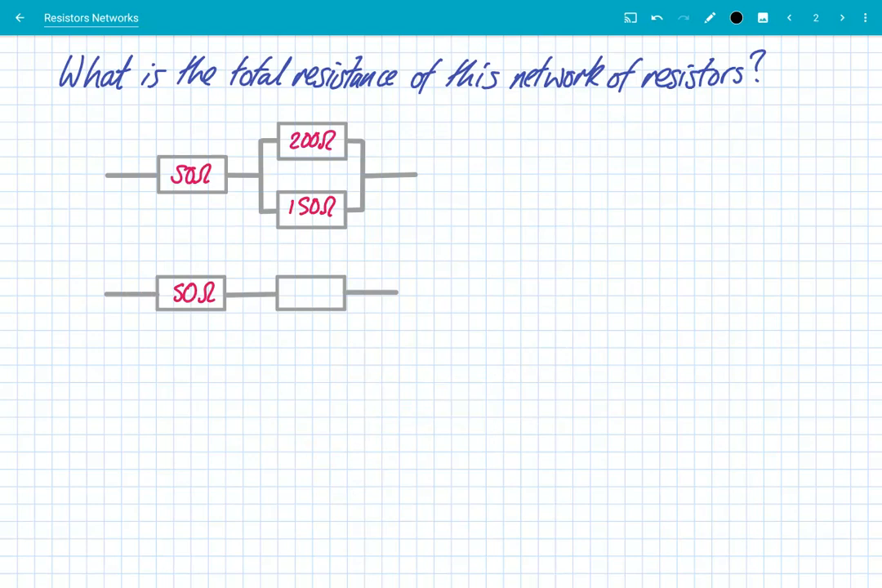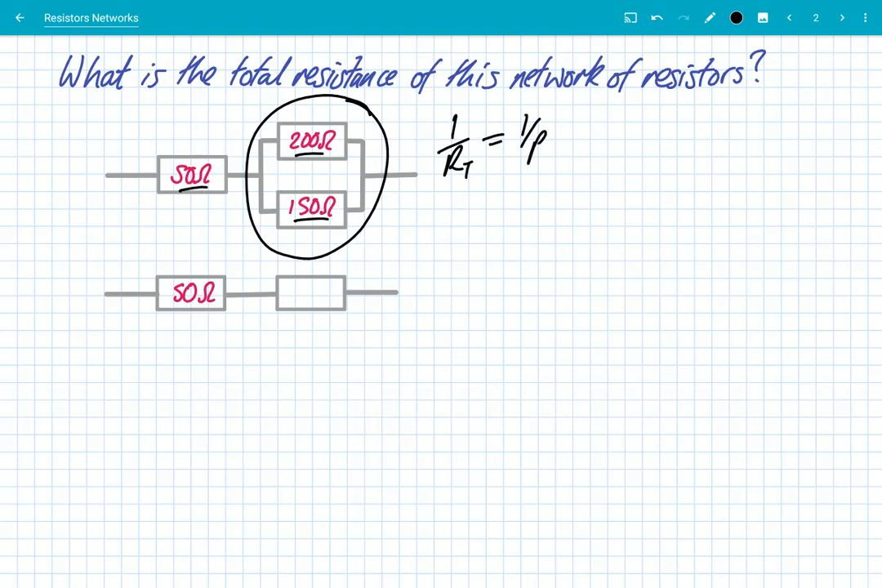So the first one: what is the total resistance of this network of resistors? We've got a 50 ohm in series with 200 ohm and 150 ohms, which are in parallel with each other. The secret to all of this is to simplify the circuit, and you always start off by doing the resistors that are in parallel with each other first. So let's calculate the total resistance of these two resistors. Because they're in parallel, we do 1 over RT is equal to 1 over R1 plus 1 over R2. So we simply do 1 over 200 plus 1 over 150.